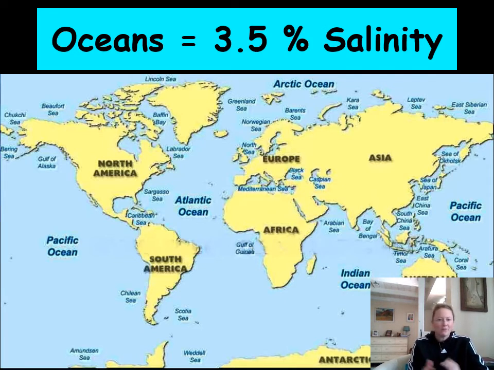As you probably know from elementary school, the Pacific Ocean is the largest ocean, and then we have the Atlantic Ocean, the Arctic Ocean, and Indian Ocean that round off the major oceans of the world.